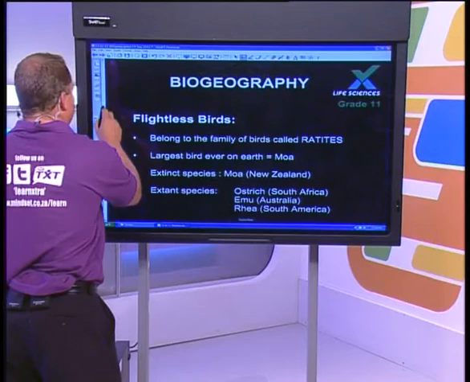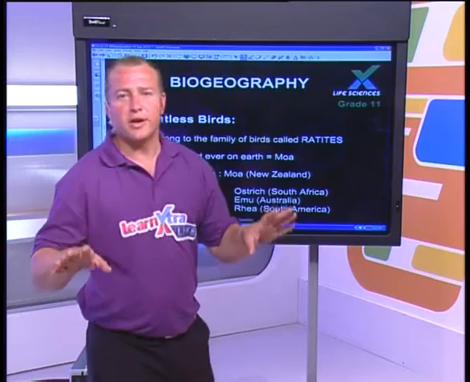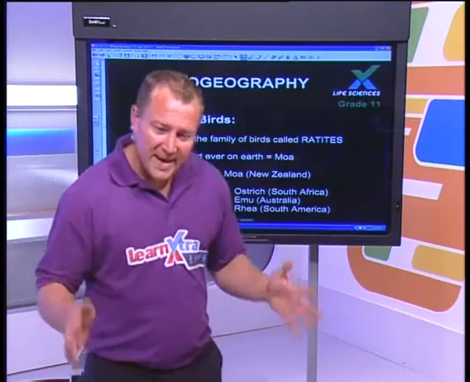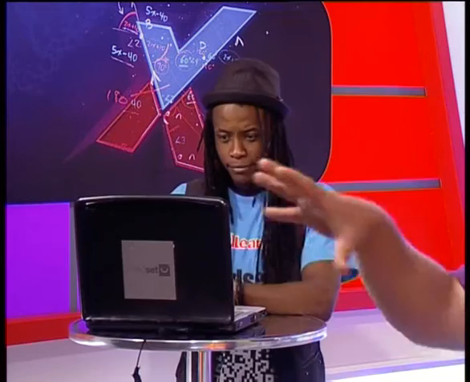The next thing we're going to have a look at is flightless birds. Now, you know about certain flightless birds, like the ones that swim. We're not talking about the ones that swim. We're not talking about your penguins. We are talking about your big birds that cannot fly. Can you give me a big bird that can't fly? Ostrich. Ostrich, very nice. So that's an ostrich.